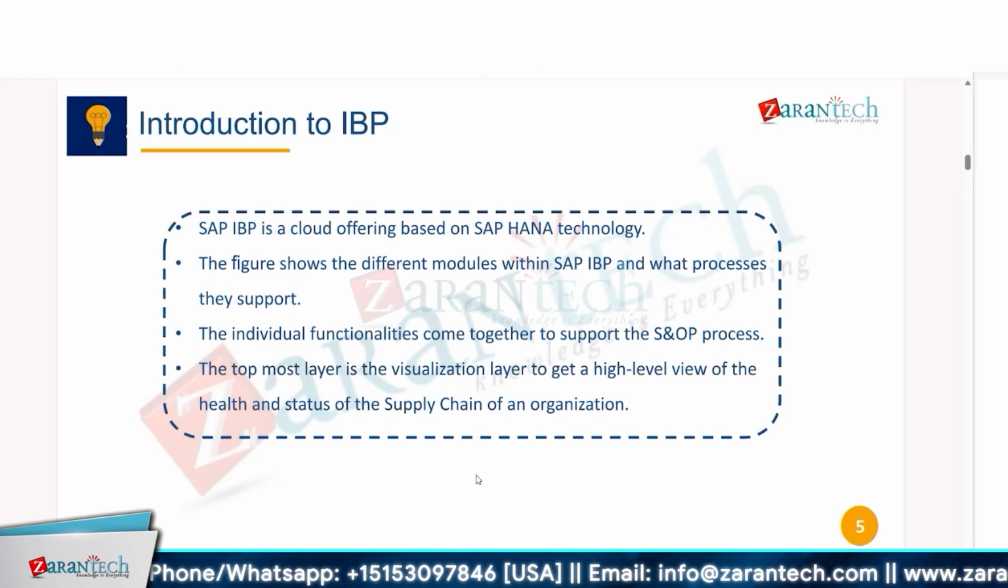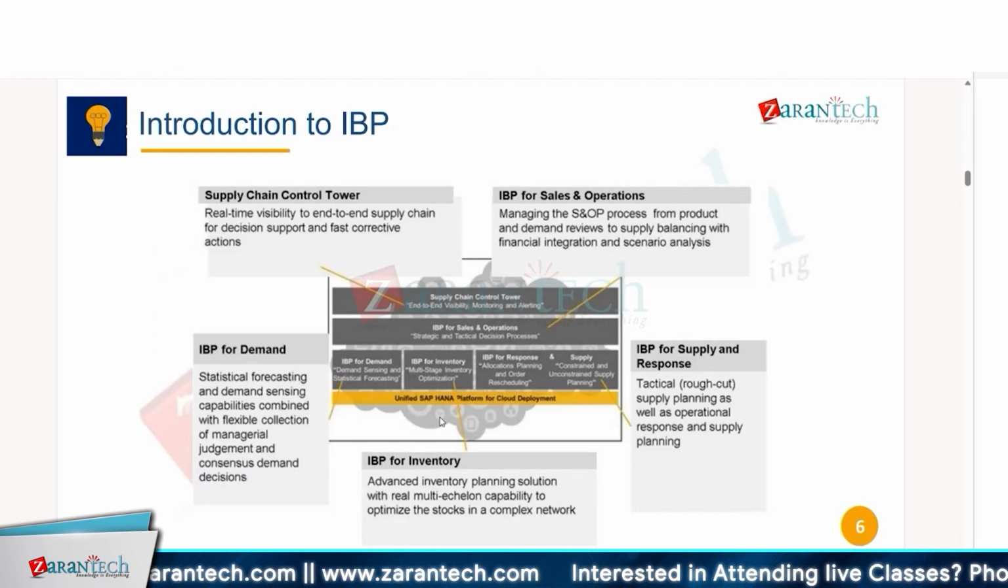So the topmost layer is the visualization layer to get a high level view. As I said, the top management has the control tower, a bird's eye view to look at the pulse of the organization, the health and status of the supply chain organization. So this is how IBP works. Now a little bit of a deep dive into the same diagram. We'll start off with IBP for demand.